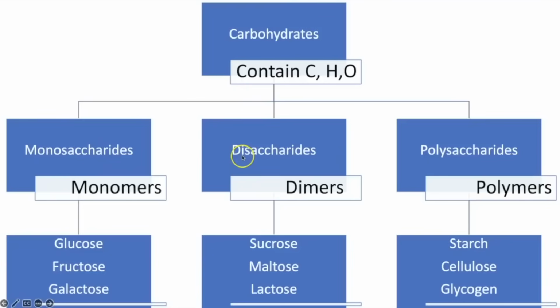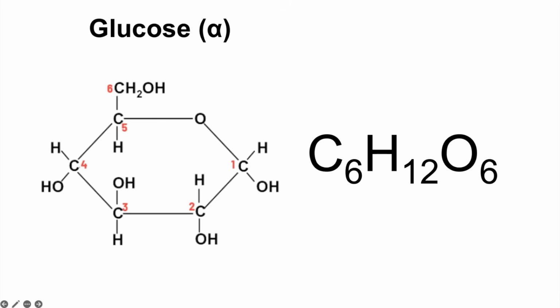Disaccharides, di meaning two, is two sugars bonded together. And you'll be learning about sucrose, maltose and lactose. Finally, polysaccharides means many sugars. And what you actually have is at least 3 sugars bonded together. In reality, it's going to be far more than 3 sugar units. And you'll be learning about starch, cellulose and glycogen. So here's alpha glucose, one of the isomers, and it's C6H12O6.